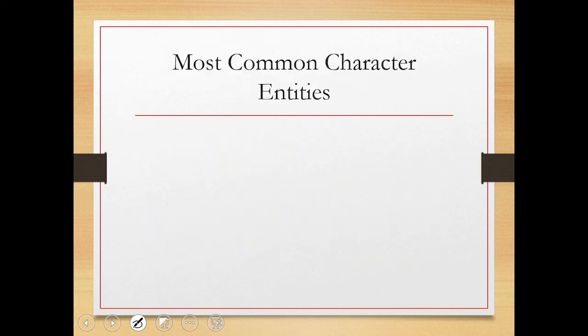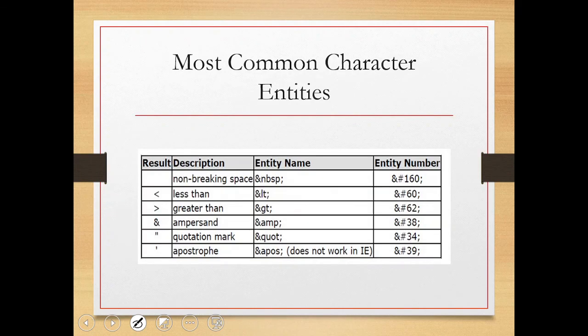So I have taken some of the most common character entities that we require the most. One is the non-breaking space, because whenever we put a space bar in our HTML, it is not considered as a space on the browser page. By default, it leaves one space. But if you want it to leave more than one space, then you need to use a special character, &nbsp; which will help you to leave one space.